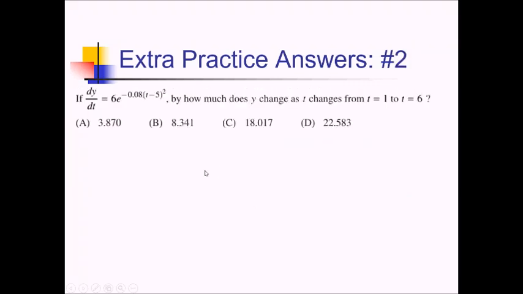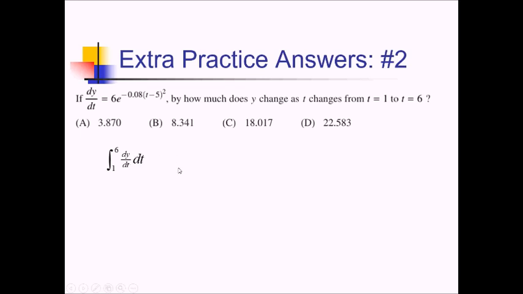For this problem, we're given dy over dt right here. It's this e function. And we want to know by how much y changes as t changes from 1 to 6. So if we have a rate of change, to figure out the change in the original quantity, we just have to take the integral of that rate of change over whatever interval this thing is changing on. So really, we just need to take the integral from 1 to 6 of dy over dt.